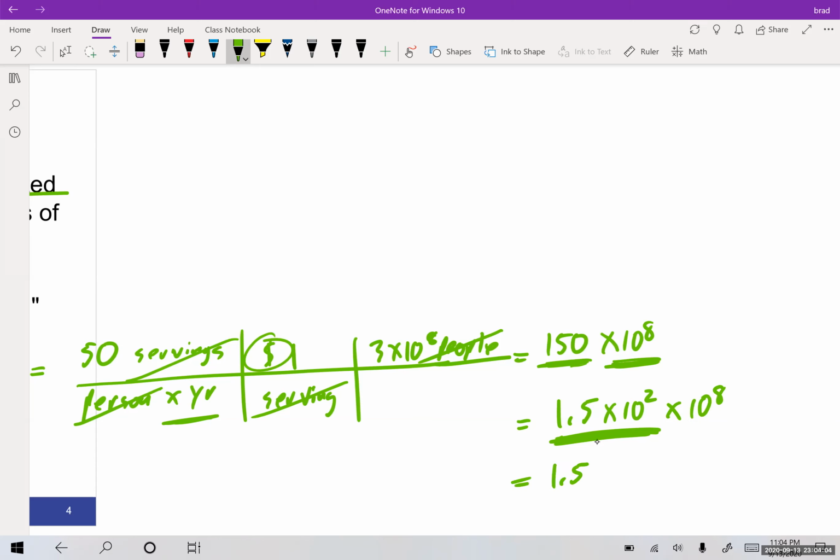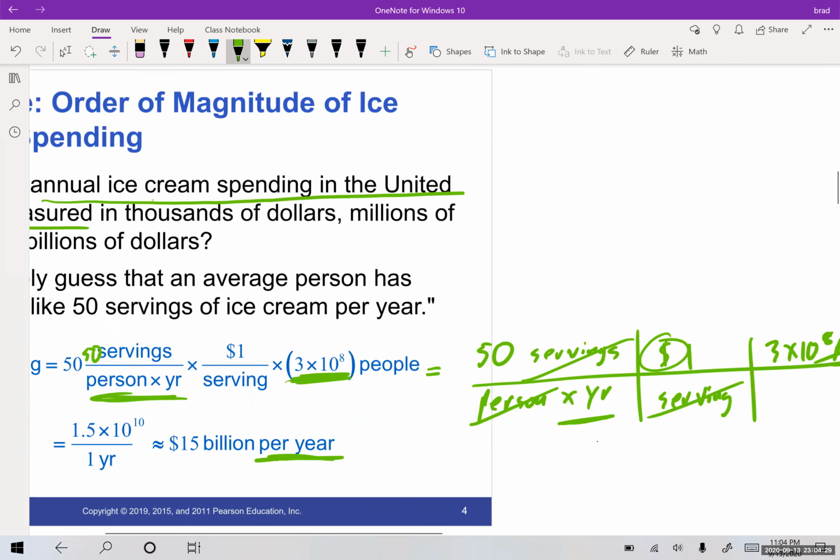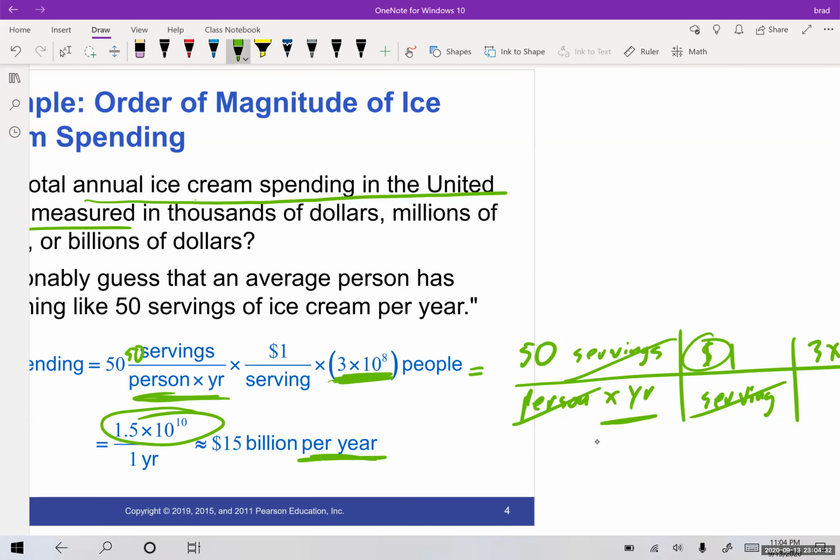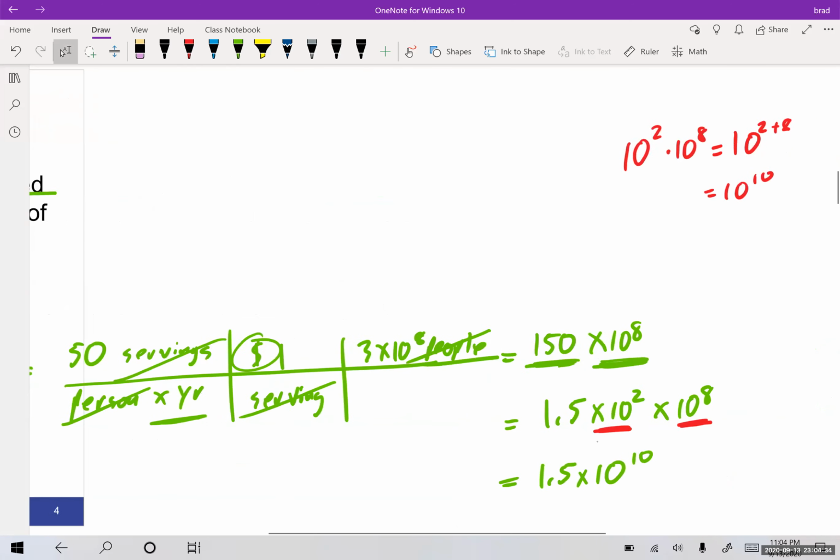So hopefully you guys remember back in the days when you first learned exponents, you have the same base of 10 to the 2nd and 10 to the 8th. And when you're multiplying, 10 to the 2nd times 10 to the 8th becomes 10 to the 2 plus 8, which is 10 to the 10th. So here we're going to get 1.5 times 10 to the 10th, okay? So that's where they got this right here, 1.5 times 10 to the 10th.